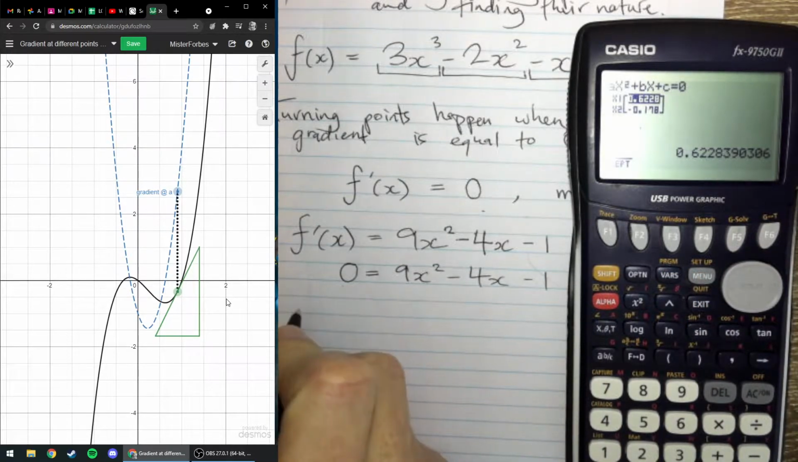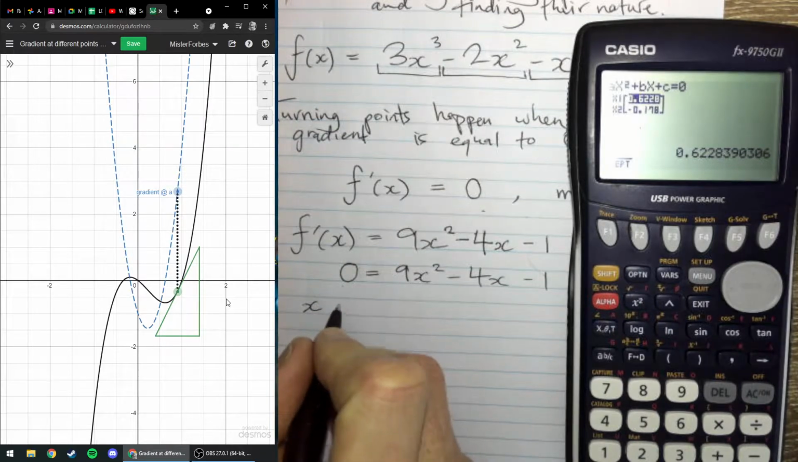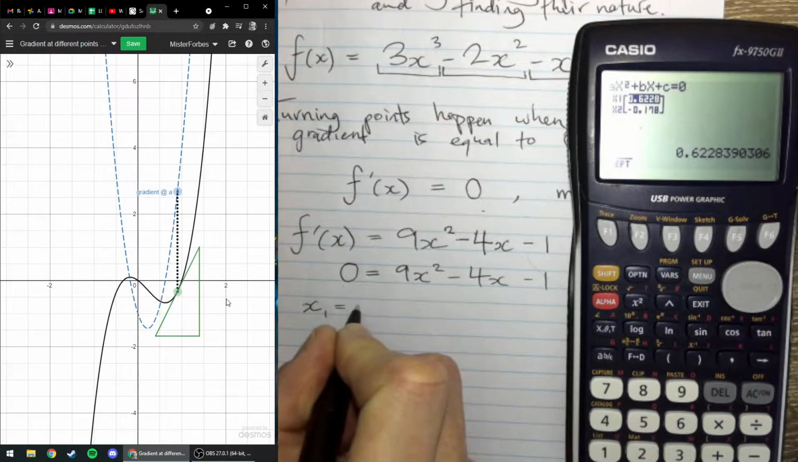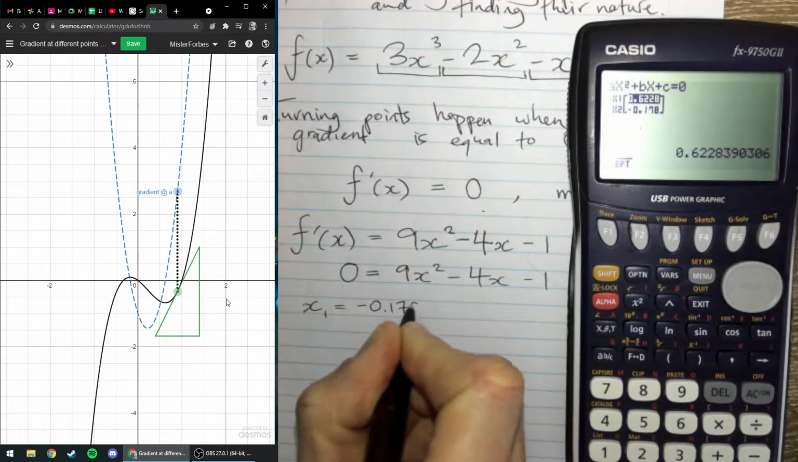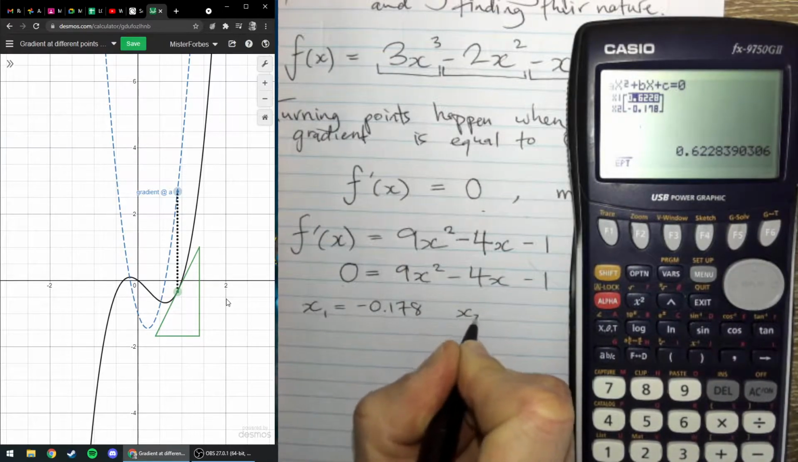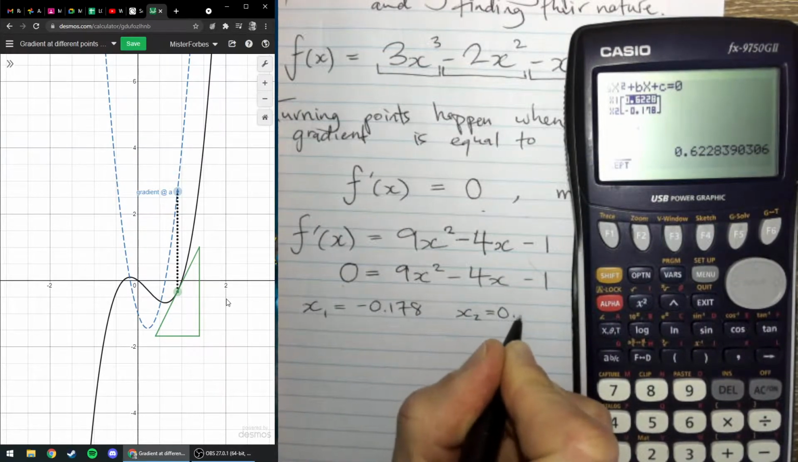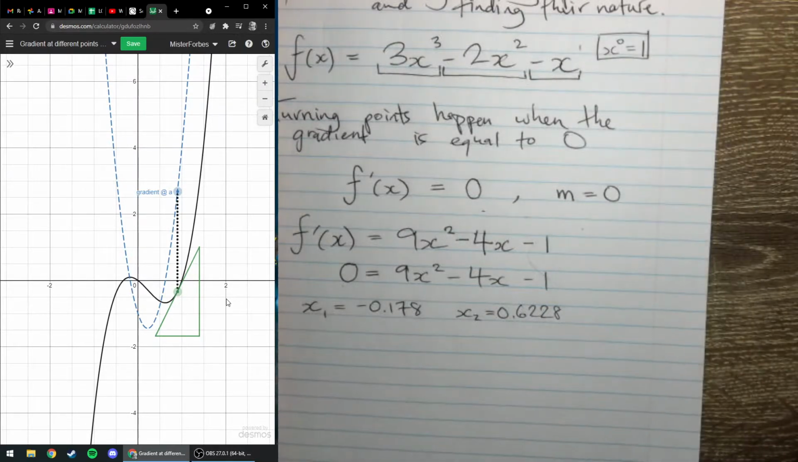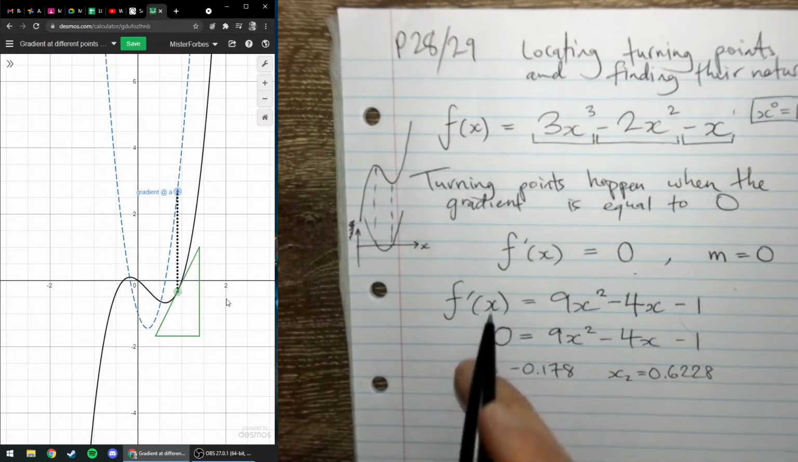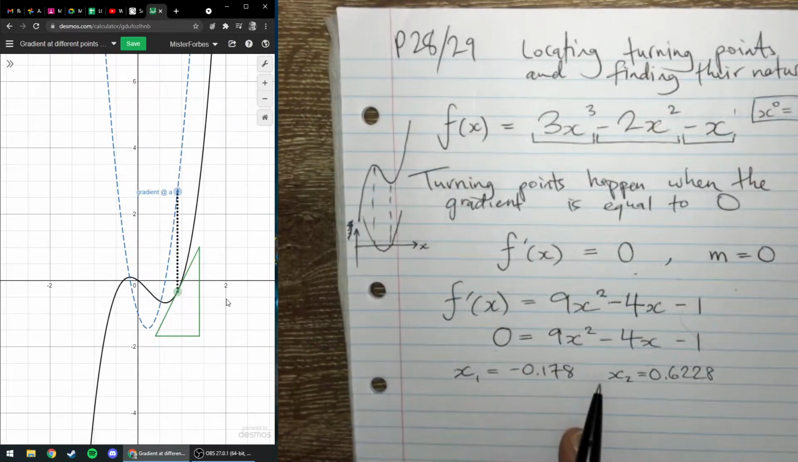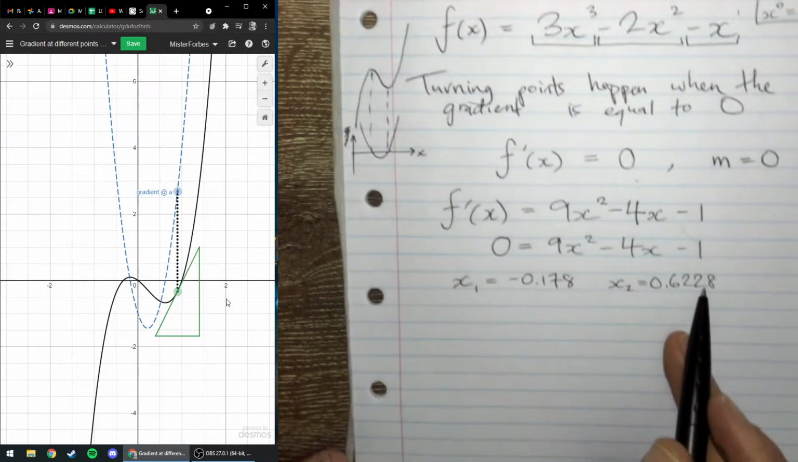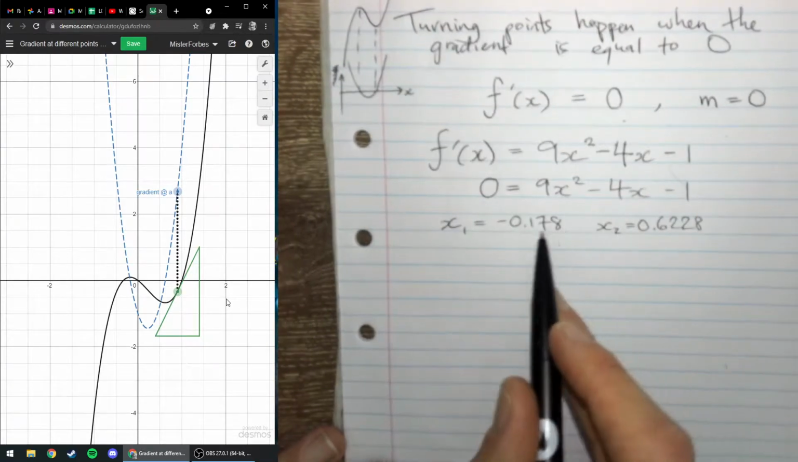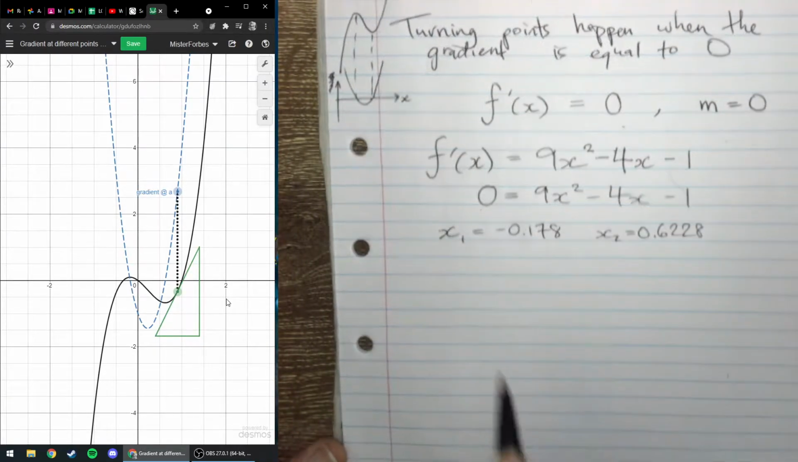I probably should have done an example that was a little bit more straightforward. So x1 is going to be negative 0.178, and x2 is going to be 0.6228. Now, I don't need that anymore. What's important is that I've actually labeled these in order. My x1 is always going to be the lower of these two values, and my x2 is always going to be the higher of these two values. That matters because those points are in order.